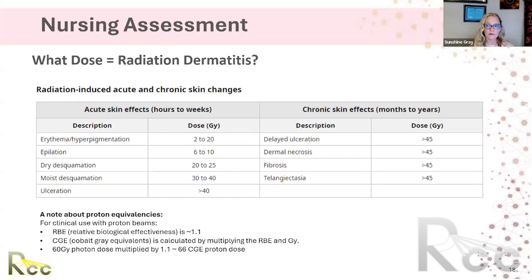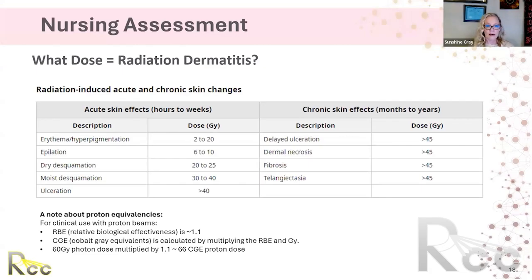For example, in this table, in a fractionated course of 2 gray per fraction of radiation therapy, erythema occurs at doses of 2 to 20 gray. And then dry desquamation occurs at doses greater than 20 to about 25 or 30 gray. And then moist desquamation occurs at doses greater than 30 to about 40.